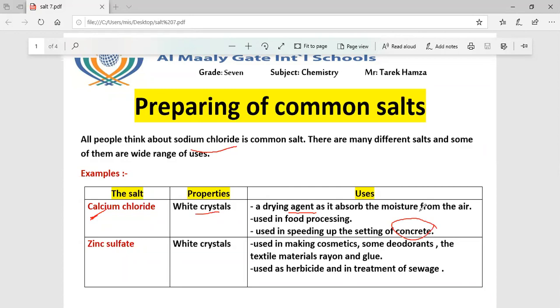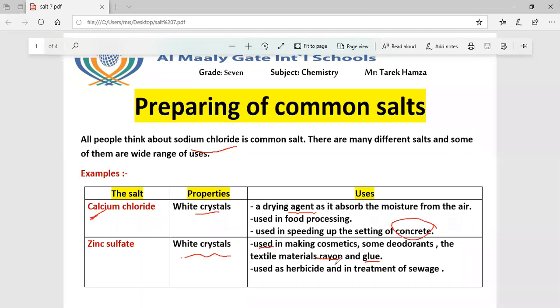Zinc sulfate. The second example is called zinc sulfate. Its physical property is white crystals. It is used in making cosmetics and deodorant, and textile materials like rayon and glow.